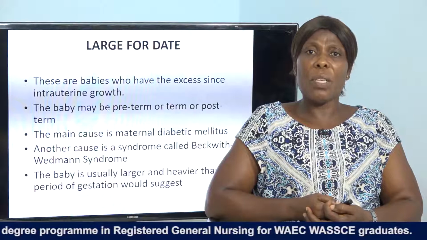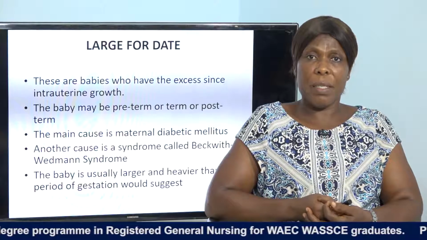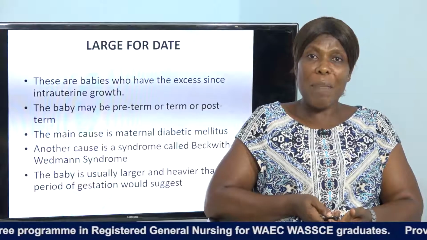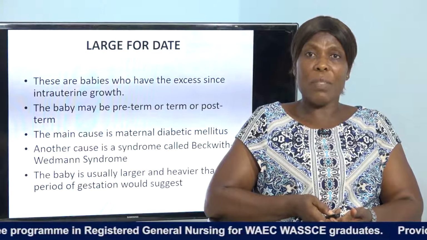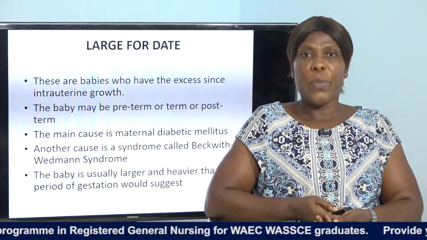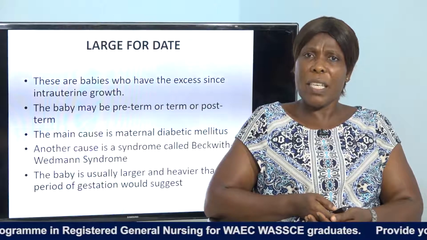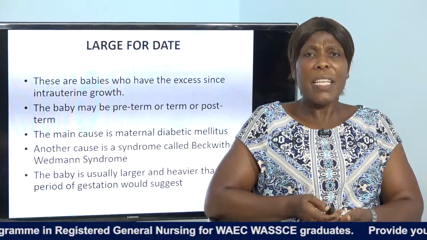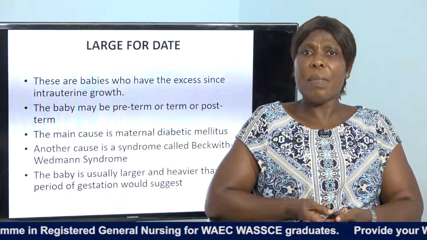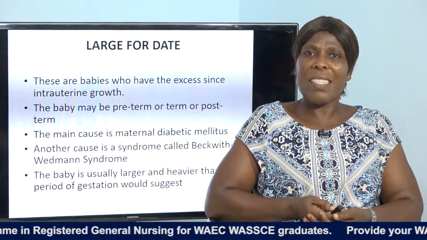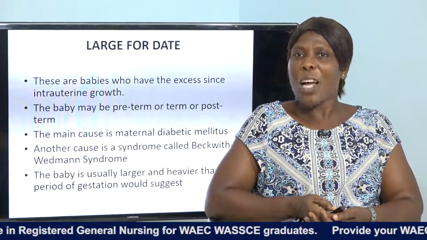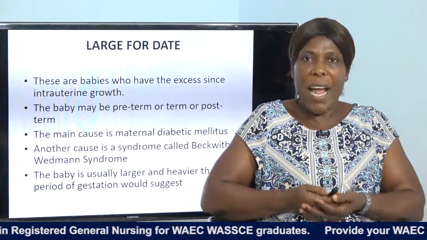We are now going to look at large for date babies. We talk about preterm babies. We talk about term babies. Light for date babies, we are saying that they can be born at term or post-term. We are going to look at large for date babies too, and then how they also come about. We are saying that these babies have excess intrauterine growth. So half of them, they are big right from utero.